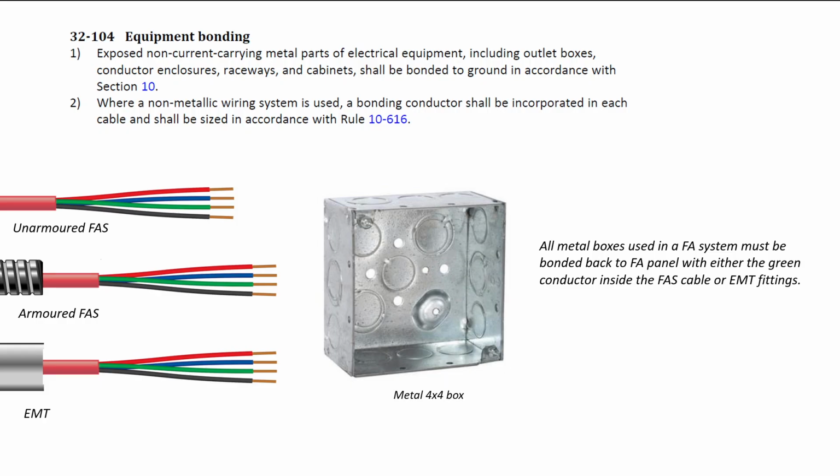32-104 has to do with equipment bonding. All of the metal boxes that we use for fire alarm system wiring, even if they're only used for the really small FAS cable, still need to be bonded to ground, and that's usually through a bonding conductor inside the FAS cable if it is unarmored or armored, and if it is installed in EMT, then the EMT connecting to the box with a standard box connector would fulfill the requirements of bonding. And of course, the bonding would connect all the way back to the main fire alarm panel.